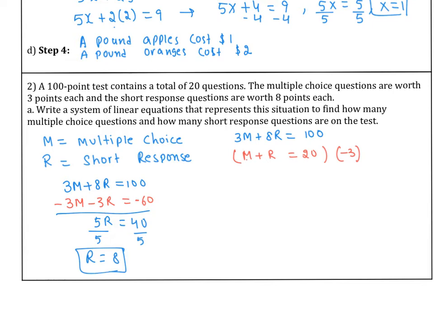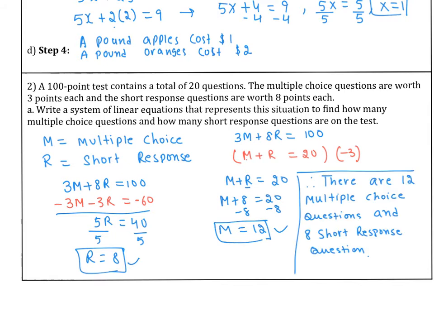Now we are going to choose any of the original equations to find m. So m plus r equals 20 is one of the original equations, and I am using r as 8 and solving for m. So subtract 8 on both sides. M should equal 12. So r is 8 and m is 12. Therefore, there are 12 multiple choice questions and 8 short response questions in this situation.